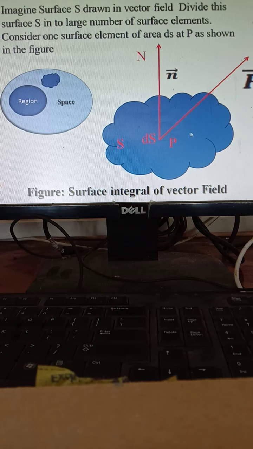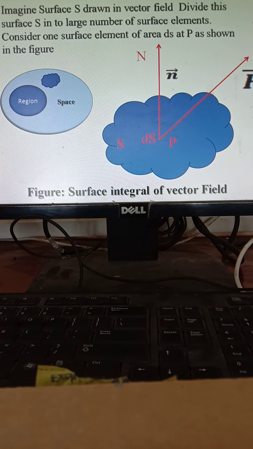At a particular point P we are going to consider, this is the particular point on the surface area element ds, as shown in the figure. So we are going to consider a single point. That point has a particular vector point function, which we are going to represent in terms of a vector field. So how can we represent that?